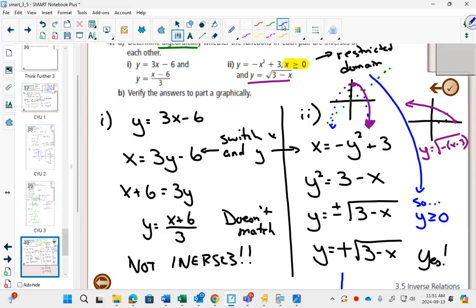Lots of things to think about. I find that some of these questions are a little challenging. We did the graph part for B to verify that it was an inverse. I'm going to skip the graph part in A.